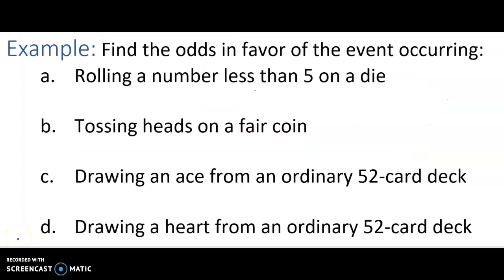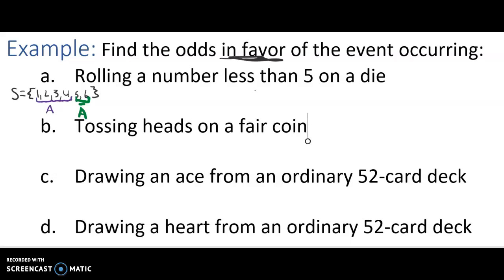Let's look at some examples. We're going to find the odds in favor of each of these events occurring. First, what are the odds in favor of rolling a number less than 5 on a die? First, our sample space, when we roll a die, we can have a 1, 2, 3, 4, 5, or a 6. The numbers associated with less than 5 would be 1 through 4. So that's our event A. The numbers associated with 5 or greater would be 5 and 6. So those are the numbers we associate with not A.